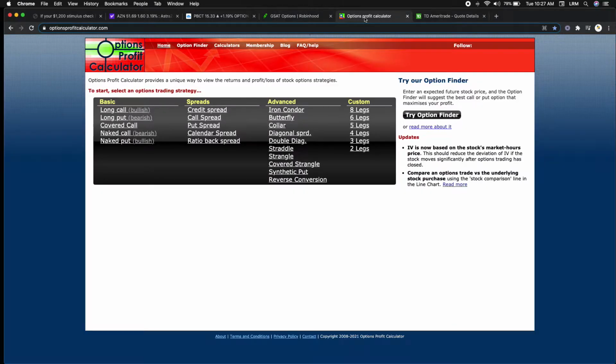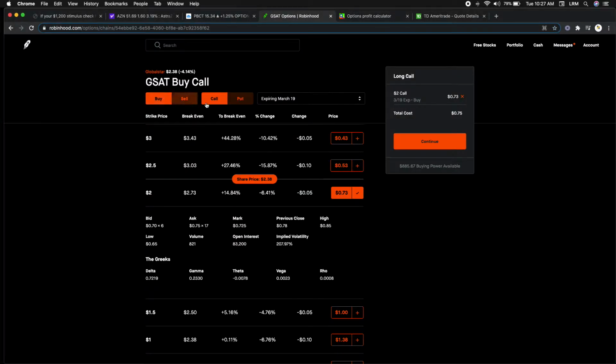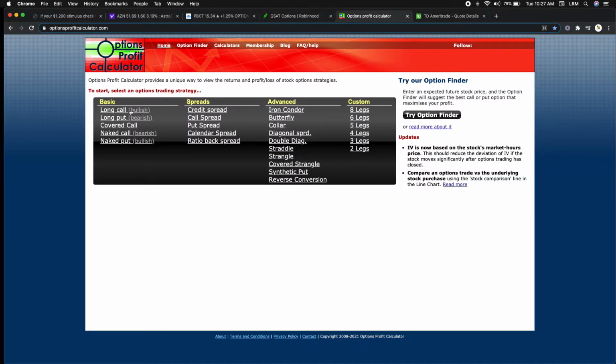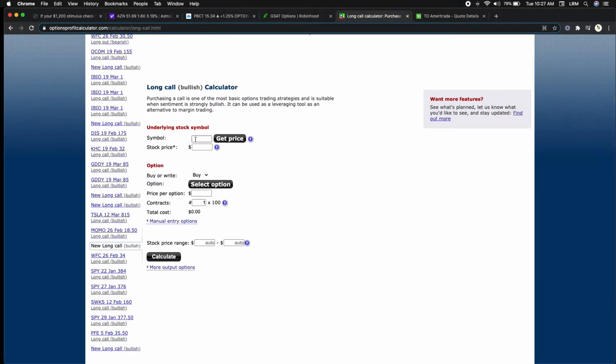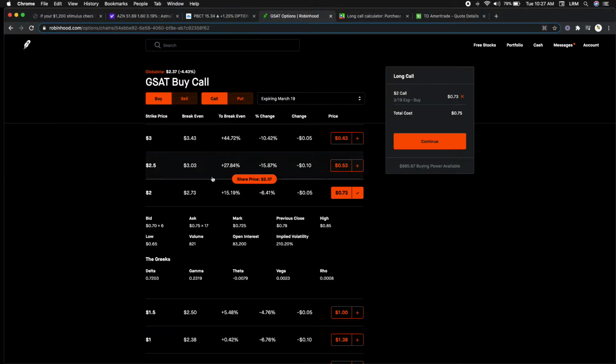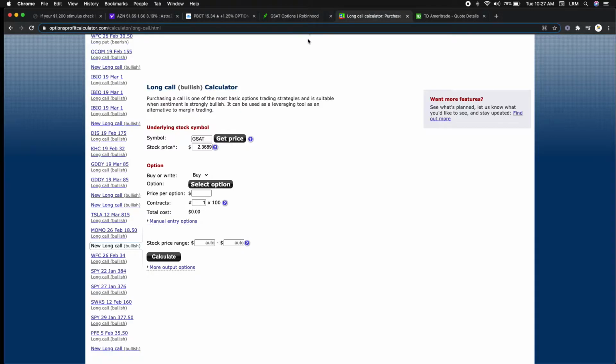So we open up the options profit calculator and we go to long call because it's a call option. Remember, buying a call, so long call, we're bullish. You click that. Then you go down here and type in the symbol, GSAT. Get price matches the current stock price, 237. On here we got 236.89, so round it up a little bit.